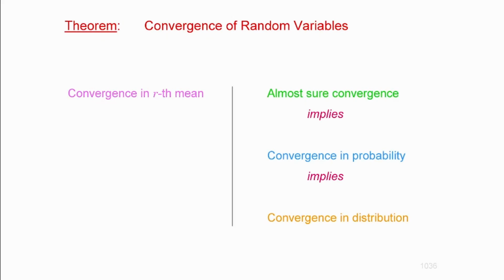Now, regarding the convergence in r-th mean, there is no direct relationship between convergence in r-th mean and almost sure convergence, but there is a relationship between convergence in r-th mean and convergence in s-th mean. So convergence in r-th mean implies convergence in the smaller s-th mean, where r is greater than s.